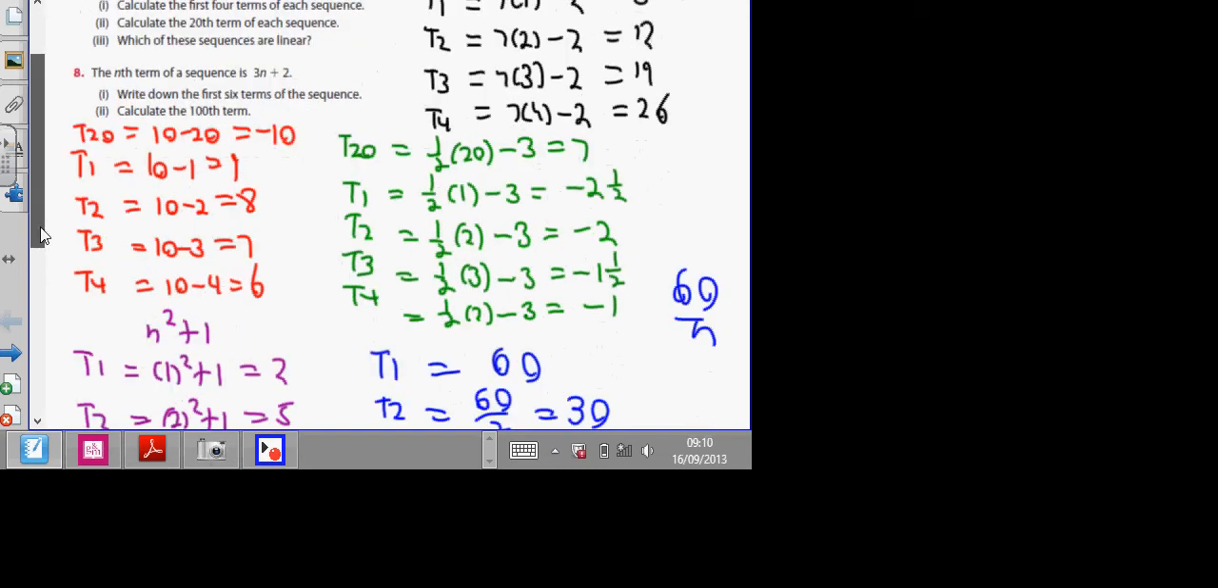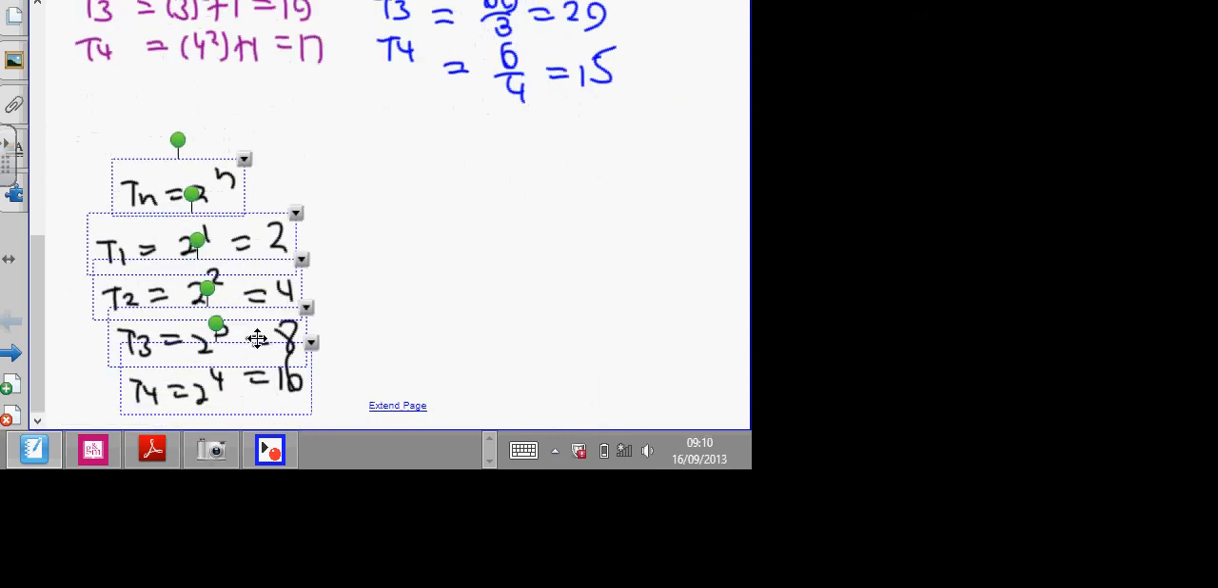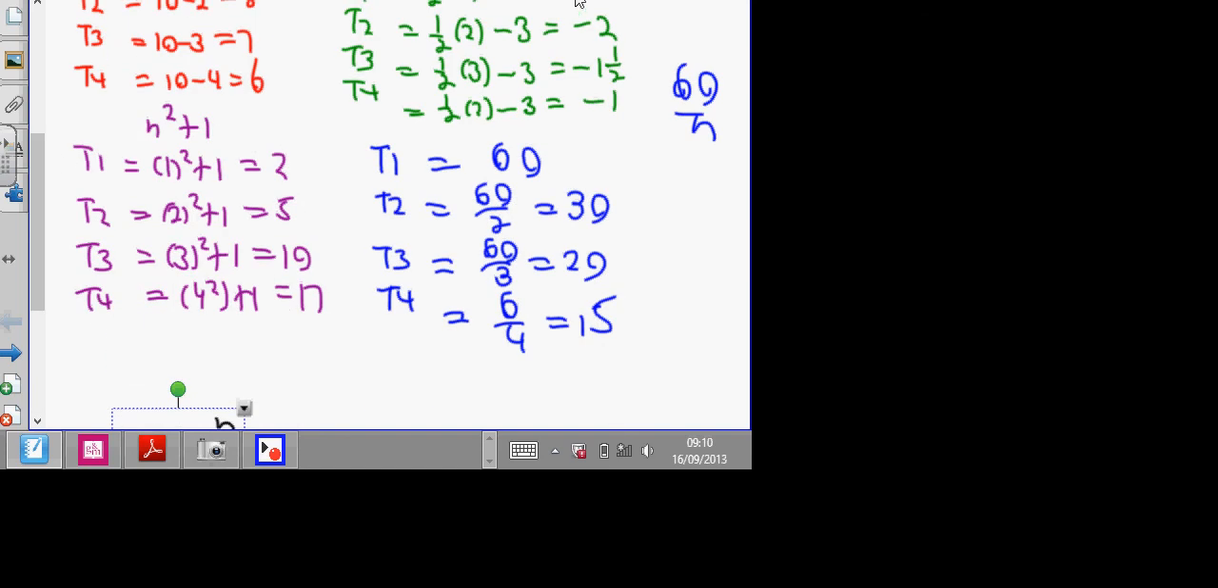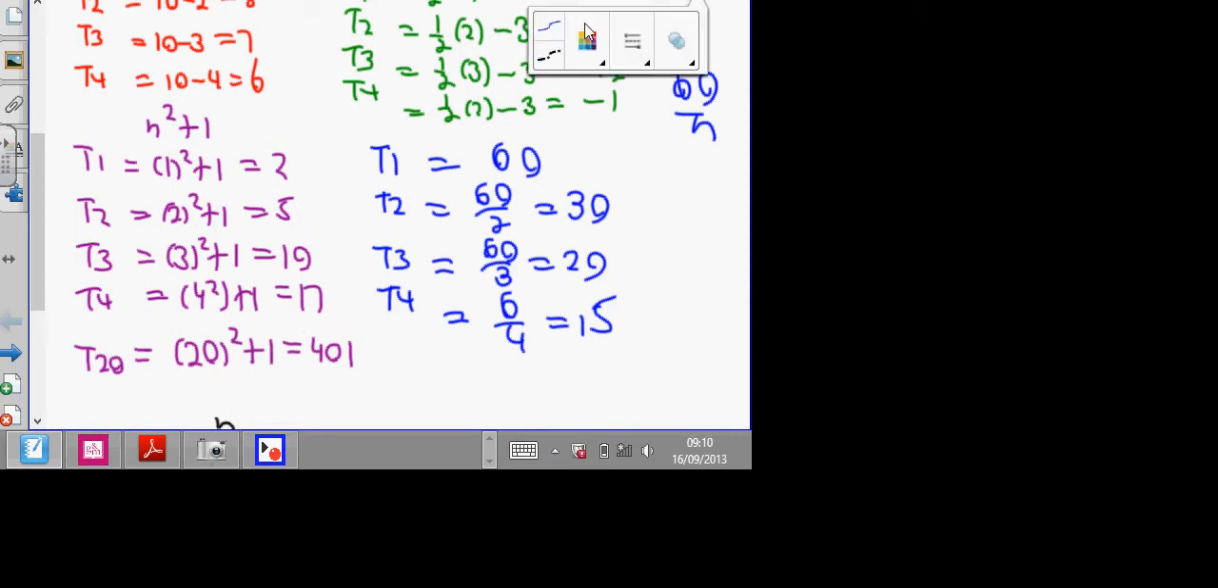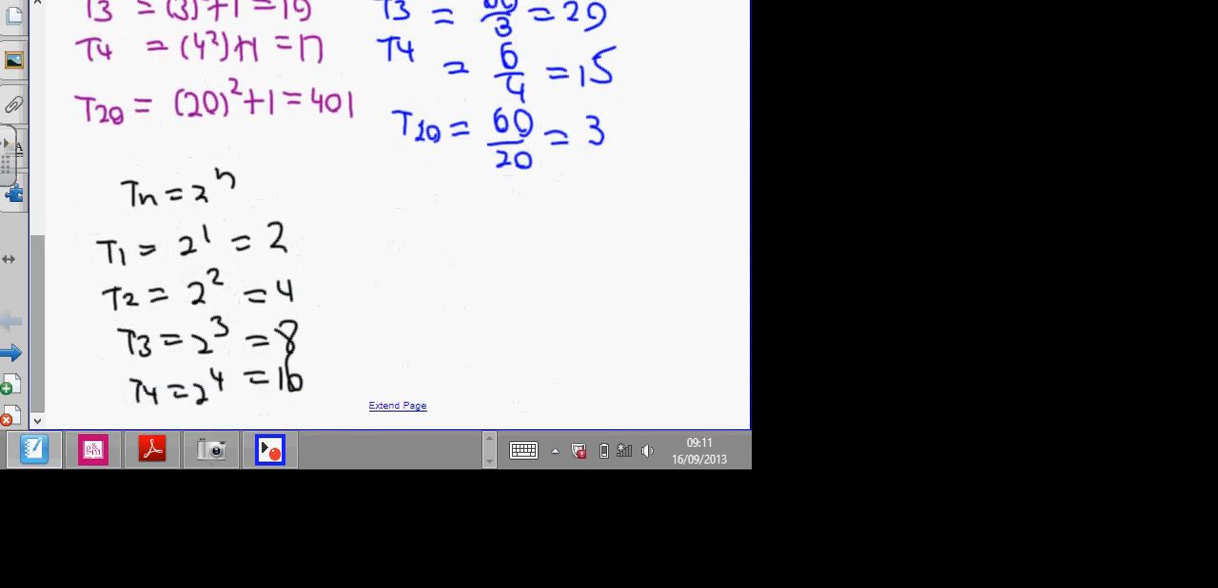Okay, D, which is in purple, what we can do is replace n with 20, and we're going to get 20 squared plus 1, which is 401. And then T20 for the blue series, which is 60 divided by n, is 60 divided by 20, which should equal the number 3. And then finally, the last series, T20 is going to be 2 to the power of 20. And does anybody have a calculator to do that one?